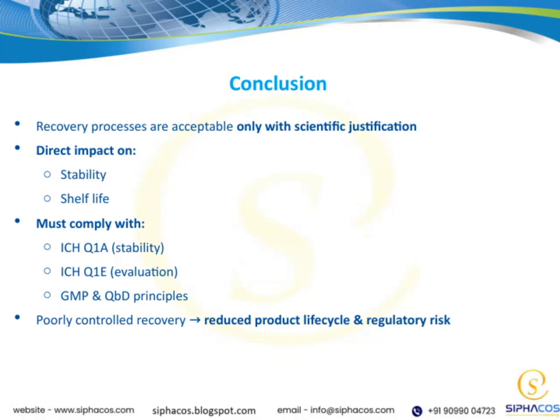Let's wrap up with some key takeaways. Recovery processes, when used, should always be backed by solid scientific justification. They have a direct impact on critical factors like stability and shelf life, which are essential for ensuring product quality and safety. It's important to remember that any recovery step must comply with established guidelines, specifically ICH Q1A for stability and ICH Q1E for evaluation. Additionally, adherence to GMP and QbD principles is crucial to maintain control and consistency.